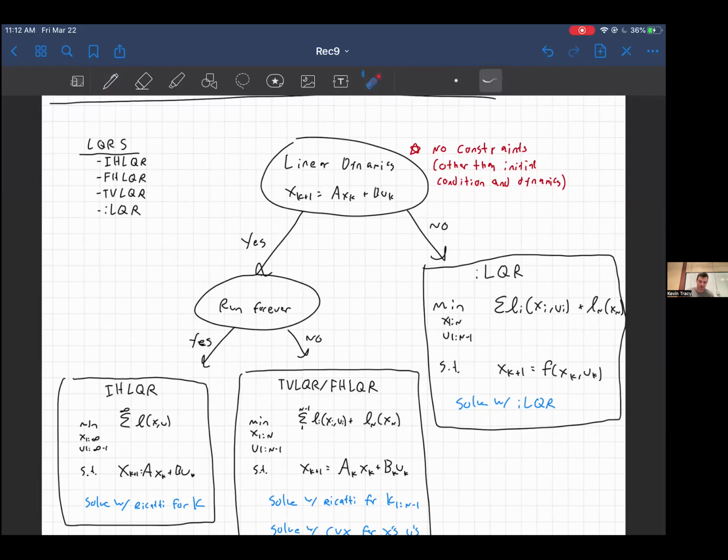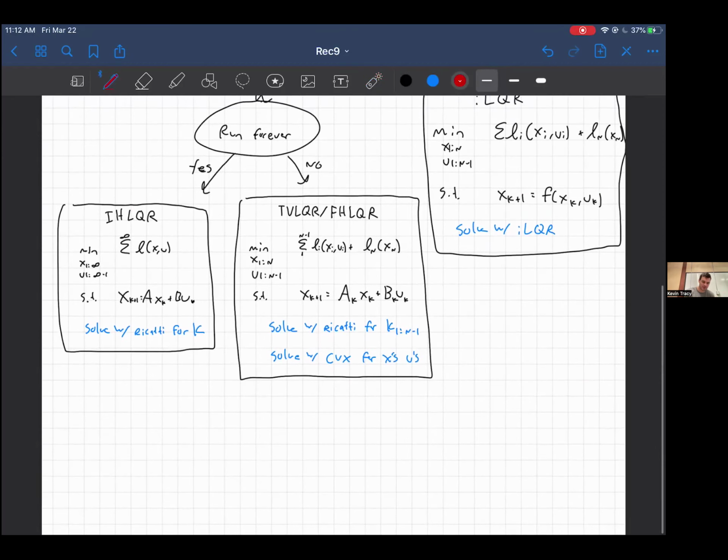So these are the LQRs. If I have linear dynamics, I'm running forever, I use infinite horizon LQR. If I'm not running forever, I'm doing a finite trajectory. This is where I use time varying LQR. And if I have a nonlinear system that is also finite, then I use ILQR. So I guess here is the family of the LQRs. And then as soon as we add any constraints, we have to use other stuff. So if we add any constraints, it's convex trajopt. If we add constraints and it's nonlinear, then it's going to be non-convex trajopt.